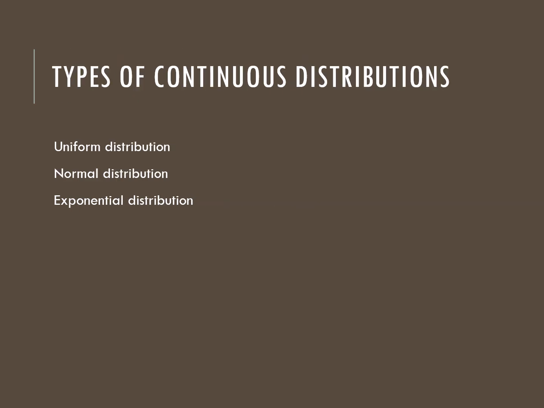Types of continuous distributions. There are several types of continuous probability distributions. The most important ones are uniform, normal, and exponential distributions. Each is used in different situations. The uniform distribution is used when all outcomes are equally likely. The normal distribution is used when the data is symmetric.